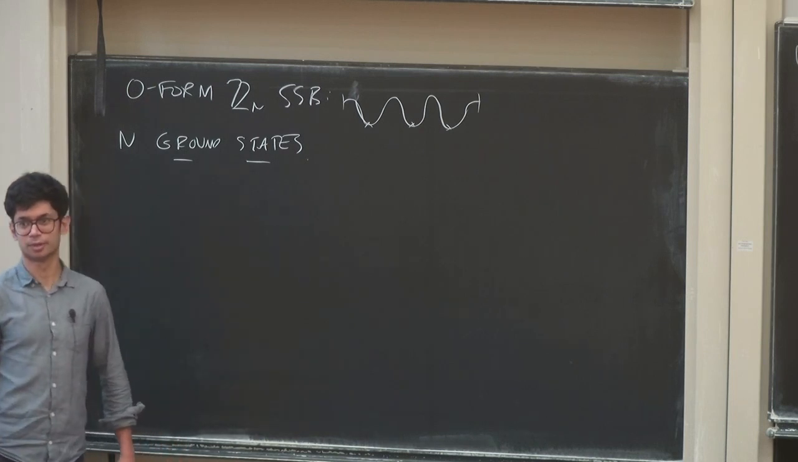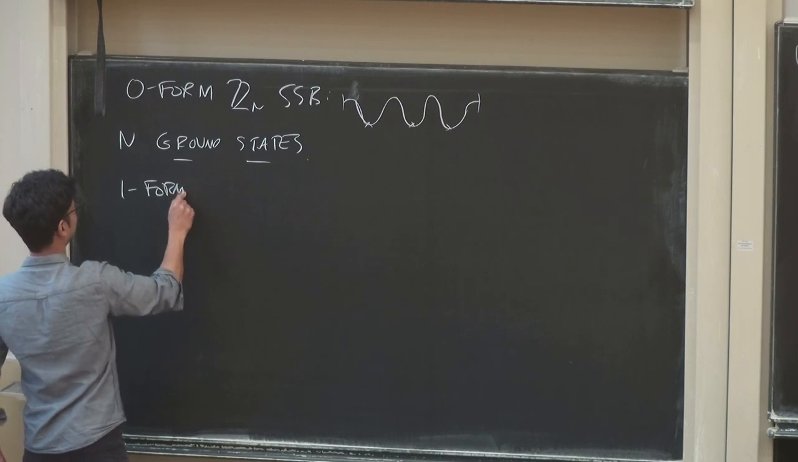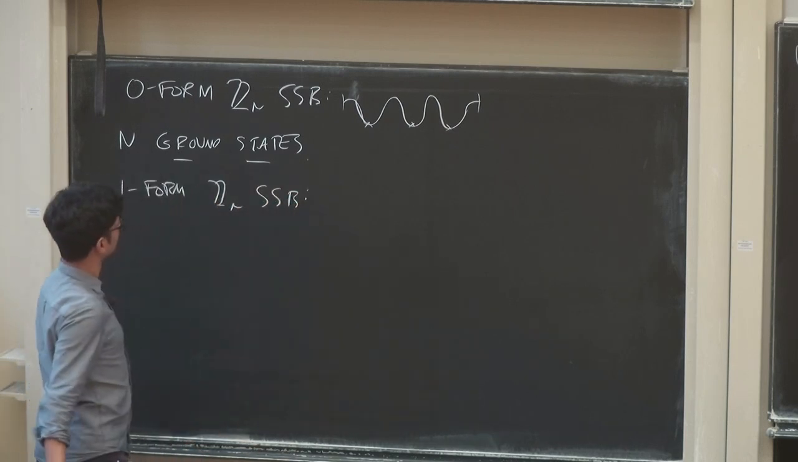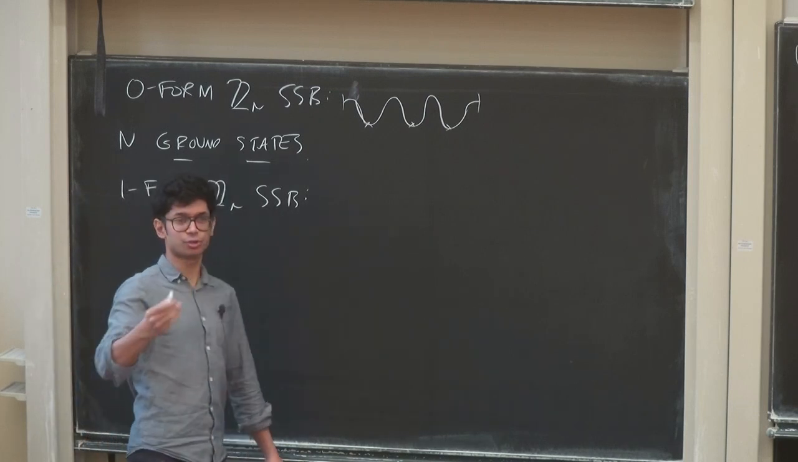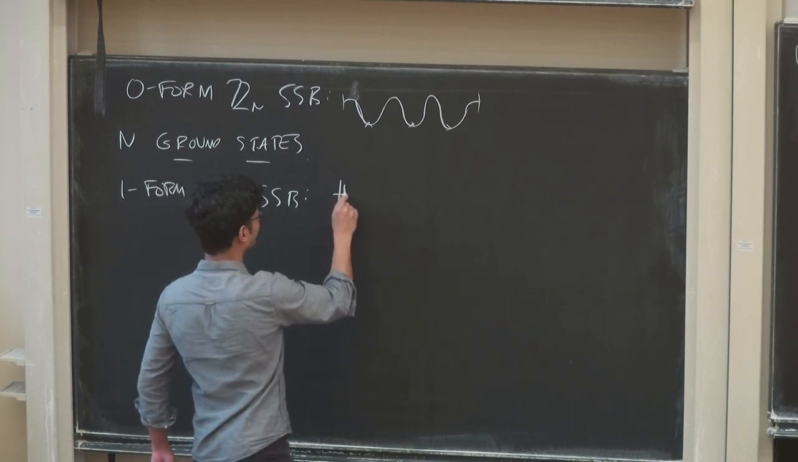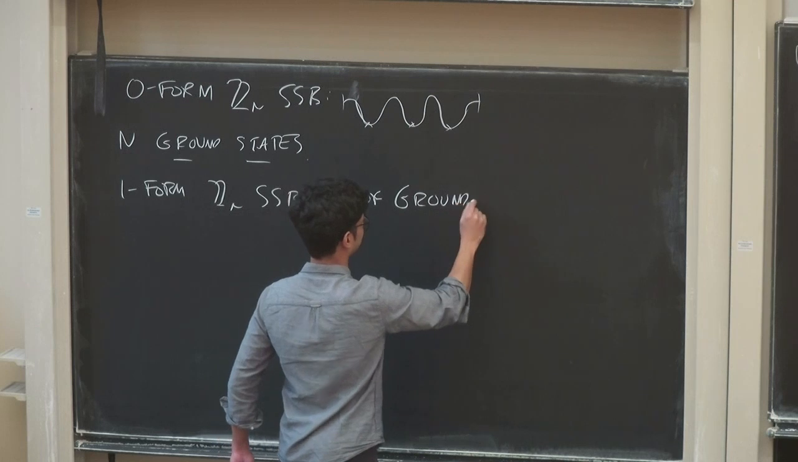If you have a one form Zn spontaneous symmetry breaking, then you can also get more than one ground state, but the number of ground states you get depends on the topology of the spatial manifold.